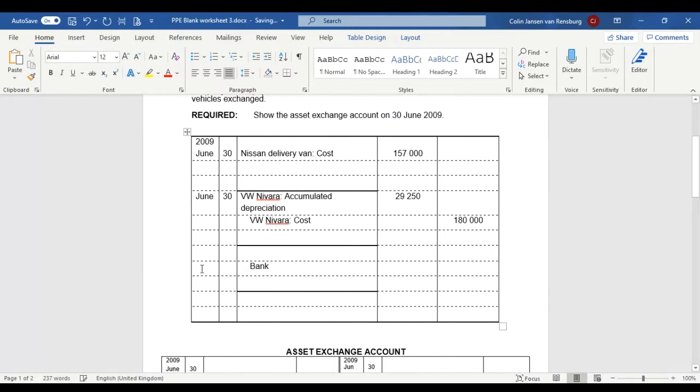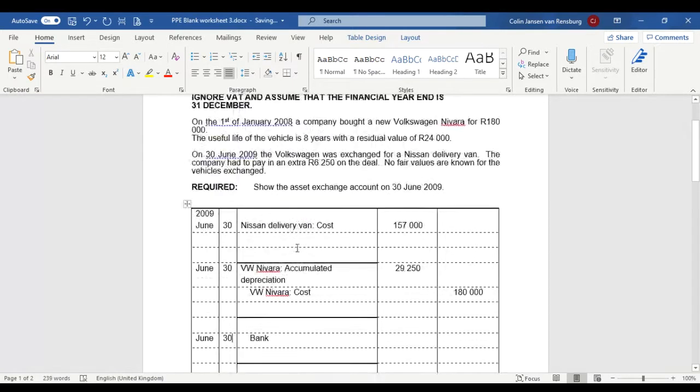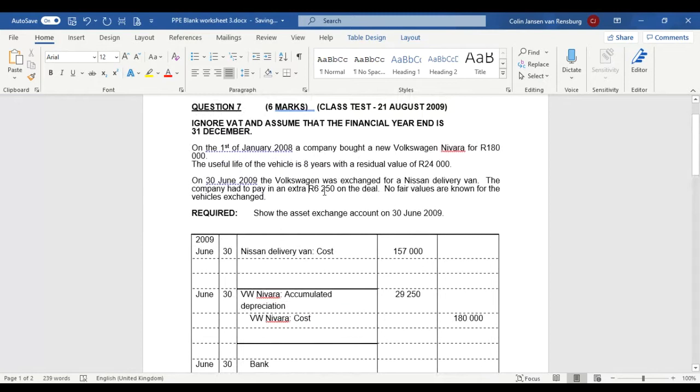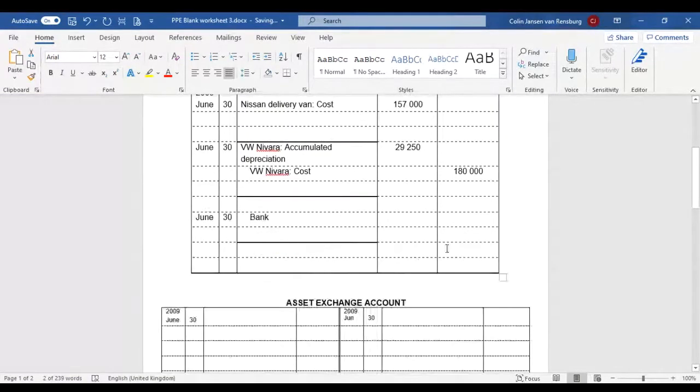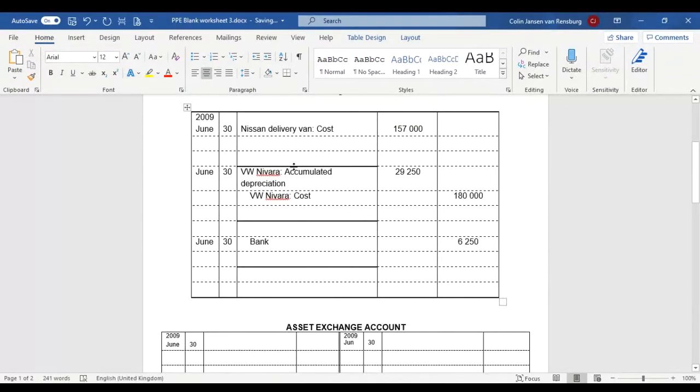And this is also on the same date. So this is June the 30th. And what is the amount that we have paid in? We've paid in an amount of 6,250 Rand. So let's go and credit our bank account there, 6,250 Rand. Okay. Right, ladies and gentlemen, this is actually just one journal entry.